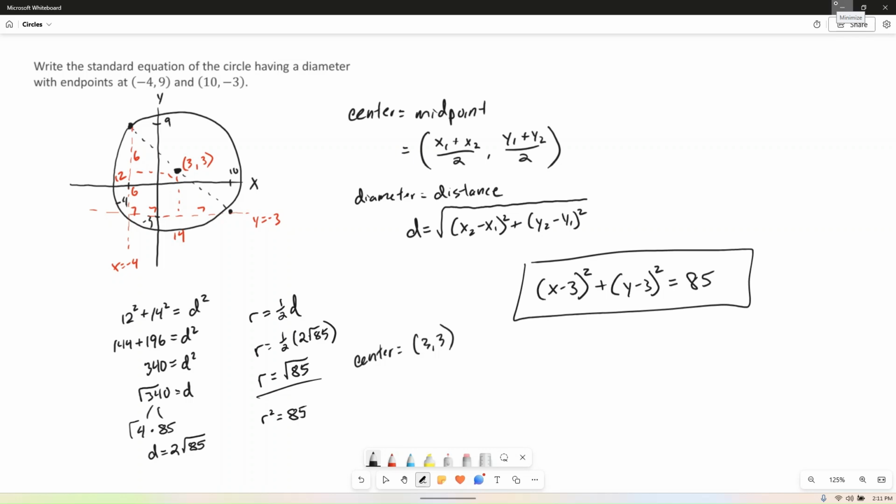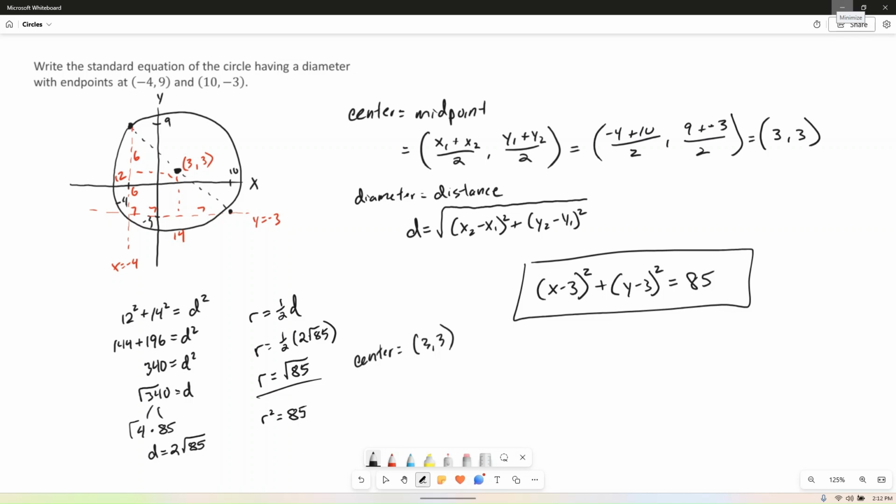Okay, again, just to double check that, if we did the midpoint, the x coordinates are -4 and 10. So -4 plus 10 over 2. And the y coordinates are 9 plus a -3. And we're taking their average over 2. -4 plus 10 would be a 6. And 6 over 2 is 3. And if we do the y coordinates, 9 plus a -3 is 6. So 6 over 2 is also 3. So again, we still get 3, 3 as our midpoint of our diameter, which is our center.